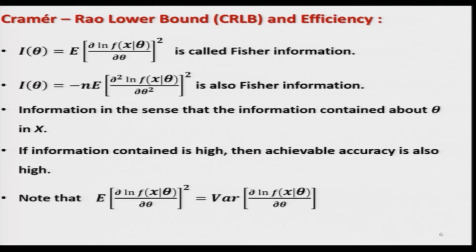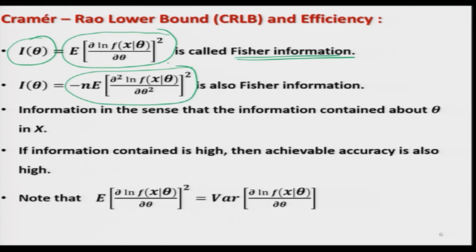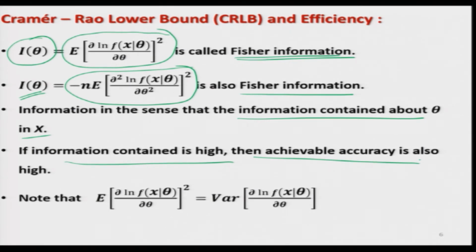Right. Now, in this form, you can see that this function, the expected value of the partial derivative of log function with respect to theta whole square, is called the Fisher information, and it is usually indicated by I theta. And the other form is the same thing that was coming in the alternative form of the Cramer-Rao lower bound. So, this quantity is called Fisher information because it gives us the information that is contained about theta in x. So, obviously, if the information contained is high, then the achievable accuracy is also going to be higher.